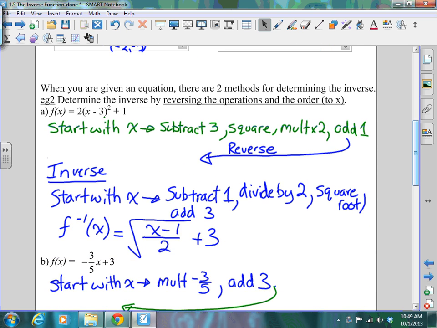Taking a look at the next question, when you're given an equation, there are two methods to determine the inverse. The first method is by doing the reverse operations in the reverse order.